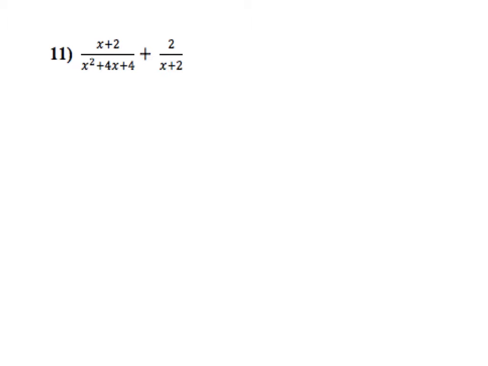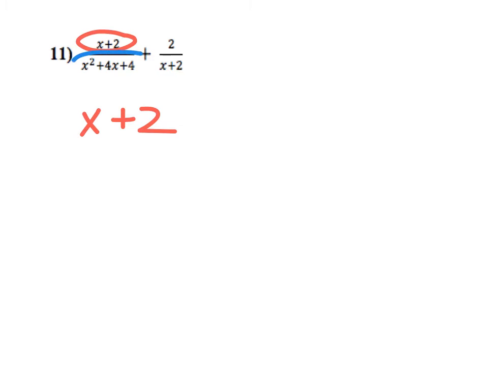All right, for number 10, we're doing x plus 2 divided by x squared plus 4x plus 4, plus 2 divided by x plus 2. It's actually number 11. We're going to start this problem just like we've started the rest. We need to factor anything that we can factor. We can't do anything with our x plus 2, so it's just going to stay.